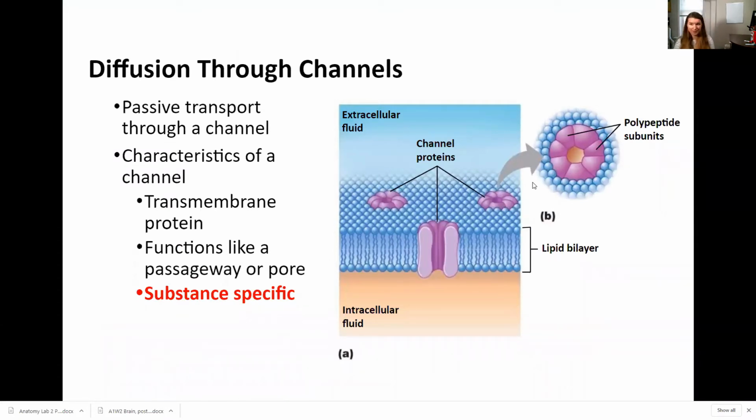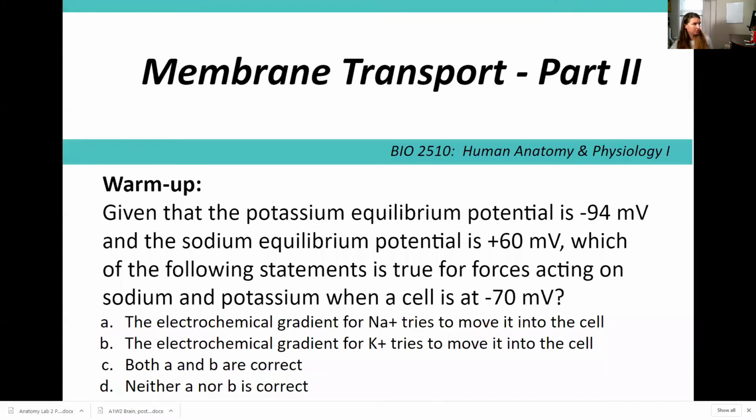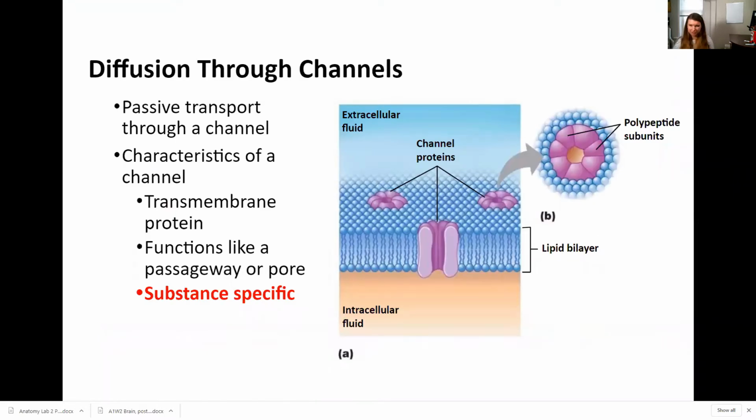So, moving back to our actual packet, our membrane transport part 2 packet. We were talking about diffusion, and so far we had gone through 2 types of passive transport. We'd gone through simple diffusion, we'd gone through part of facilitated diffusion. So we saw that simple diffusion is small, nonpolar, lipid-soluble molecules going directly through the membrane. And we learned that facilitated diffusion has to happen through some type of a membrane protein.